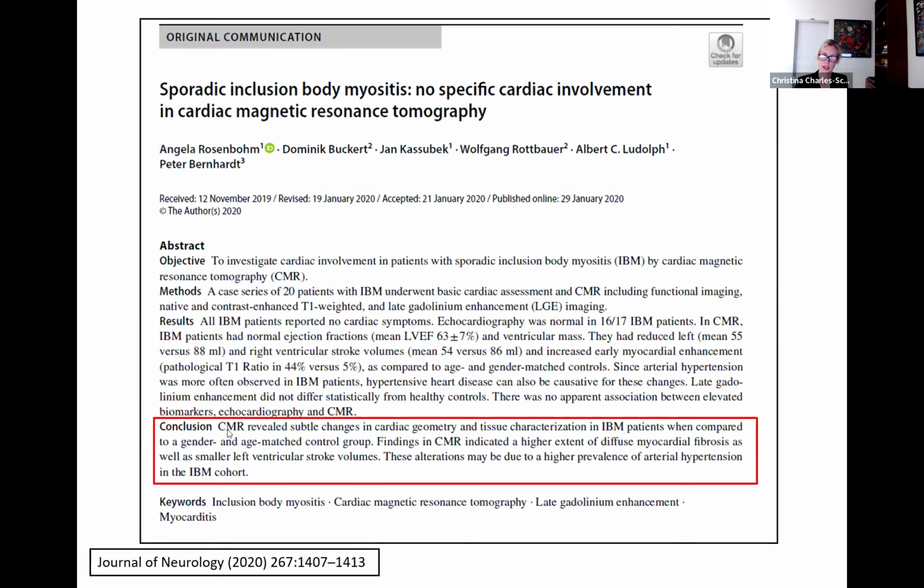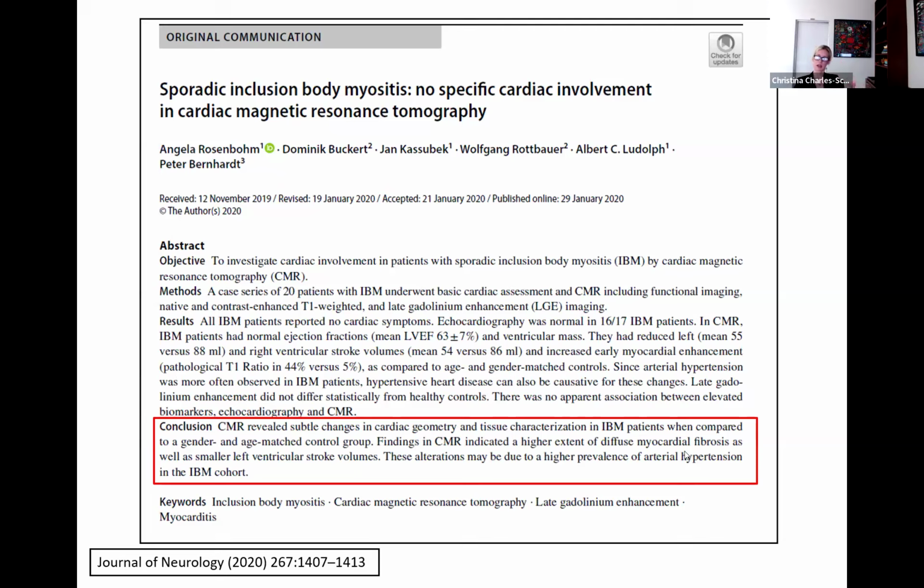Now, what they conclude, where it undergoes scientific review, it was interesting. They concluded that the cardiac MRI, that CMR, revealed subtle changes in cardiac geometry and tissue characterization in IBM patients when compared to the gender and age matched control group. So they found there were changes. They found further that there was a higher extent of diffuse myocardial fibrosis, right, which is that damage we talked about, the scar, as well as a smaller left ventricular stroke volume, right? And then they concluded it may be due to the higher prevalence of arterial hypertension, right?